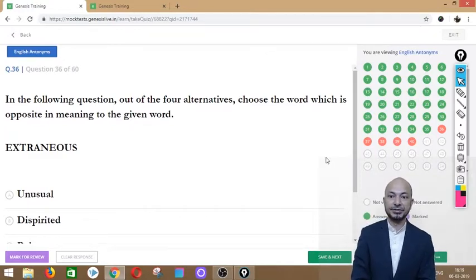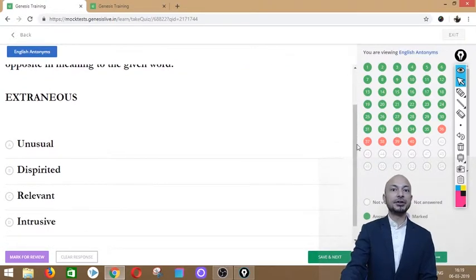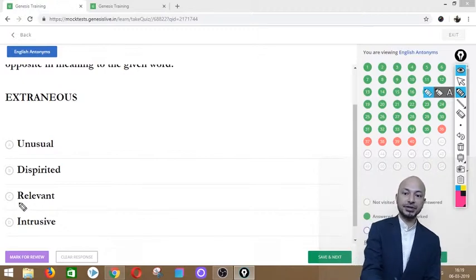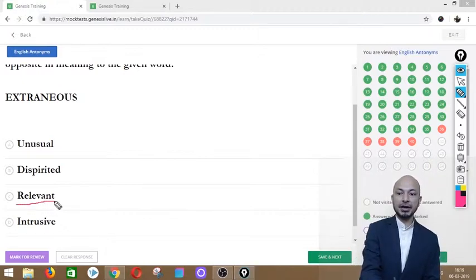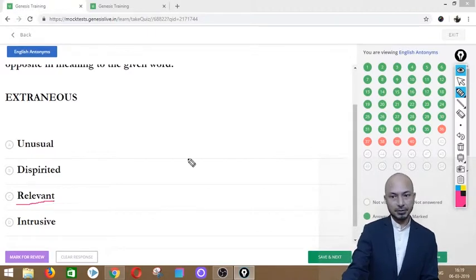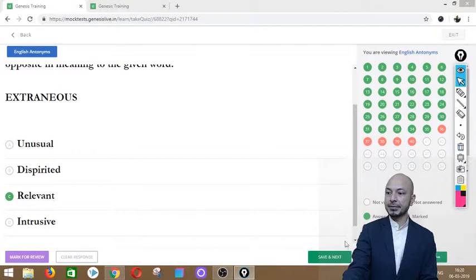So on to question number 36. The word is extraneous, and the options given are unusual, dispirited, relevant, and intrusive. So the correct option is going to be option C, which says relevant. Extraneous is something which is not very relevant to the subject, something which is extra, and relevant is, well, relevant, something which is close to the subject, which relates to the subject. So they are antonyms again. We click option C and say next.